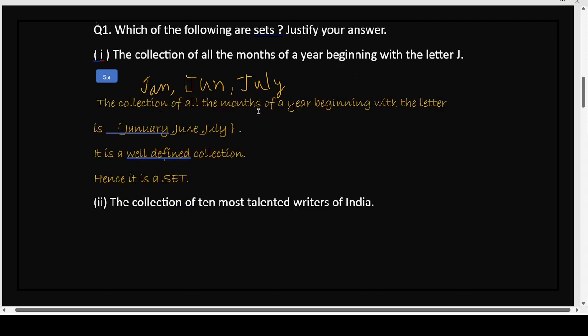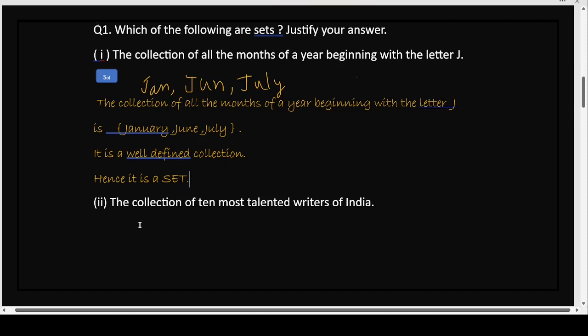So the collection of the months of the year beginning with the letter J is January, June and July. It's a well-defined collection because only these three elements will satisfy the property of the given statement. Hence it is a set. It's a well-defined collection of elements. So it is a set.